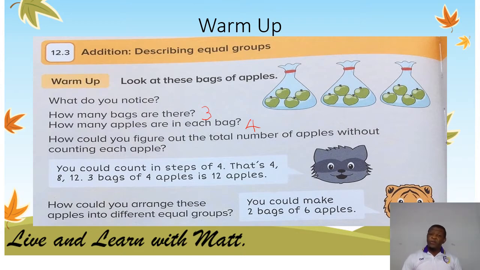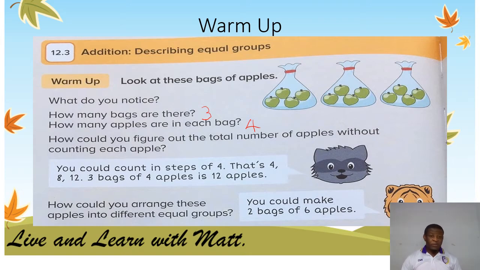How could you figure out the total number of apples without counting each apple? The raccoon said you could count in steps of 4. That's 4, 8, 12. So therefore, 3 bags of 4 apples is 12 apples. Wow, that's good. Good job, raccoon. Now, how could you arrange these apples into different equal groups? And the tiger said, you could make 2 bags of 6 apples. Yes, that's correct. 2 bags of 6 apples. Let's count in steps of 6. So we have 6, 12. That's correct. 12 apples in total.